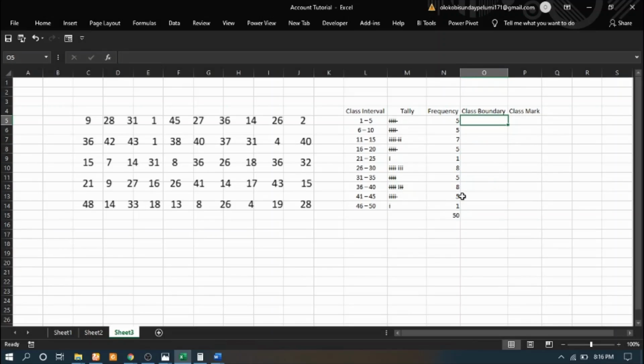So class boundary. If we do not forget, our class boundary is, we separate 0.5 from the lower class limit here. So that will be 0.5 to 5.5, adding 5.5 to 5 here. And here we'll take 5.5, we'll take 0.5 from this and add the 0.5 to the upper limit, that will be 10.5. So here will be 10.5 to 15.5. I think that is so direct. So here will be 15.5, taking 0.5 from it and adding the 0.5 to that, and that will be 20.5.